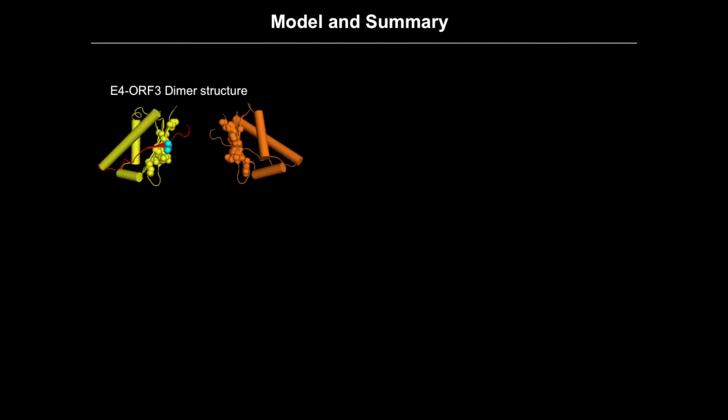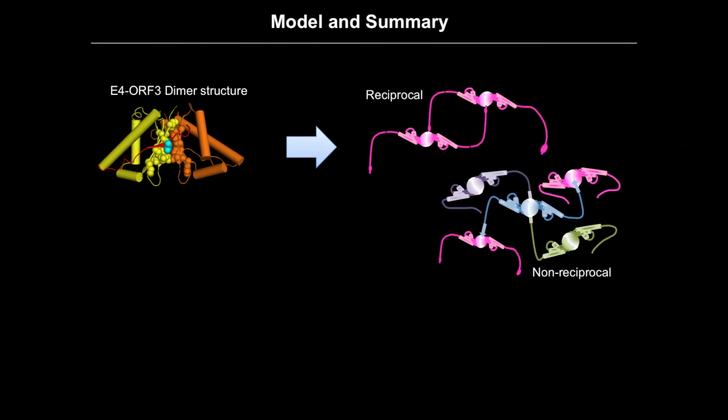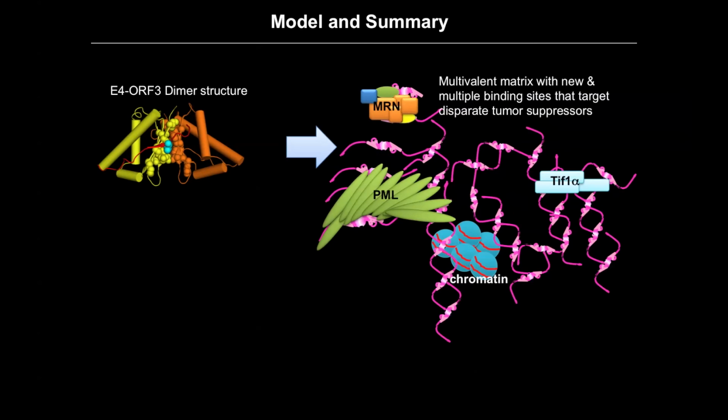So in summary, ORF3 forms a dimer. We revealed its structure. And upon dimerization, it creates 4 new binding sites that allow it to self-assemble in many different combinations to form a non-repeating polymer and an emergent multifunctional hub. This creates an avidity matrix in the nucleus that captures many different tumor suppressors and silences p53 target genes. It also separates viral replication domains in 3 dimensions from cellular chromatin.